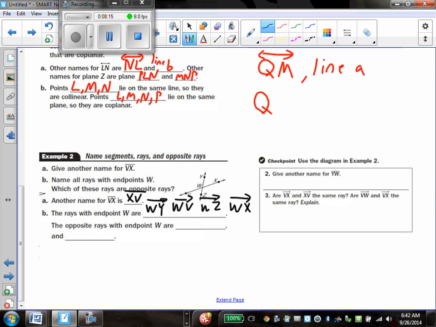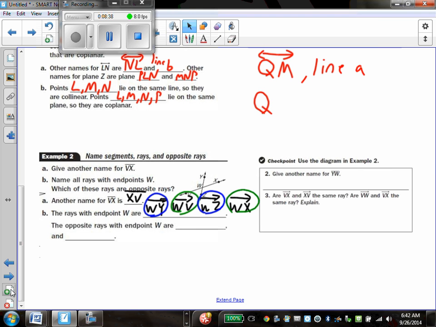The opposite rays with endpoint W are, well, let's make this a little bit easier. So, just so that you can check to see if you got it right, the ones circled in green are opposite rays of each other, and the ones circled in blue are opposite rays of each other. So those are the 2 sets of opposite rays that we have. Another name we can give for YW, again, we can just switch that order, switch it to WY.